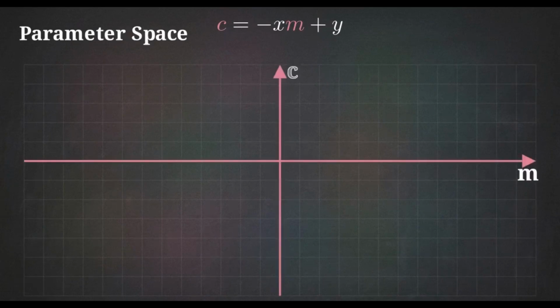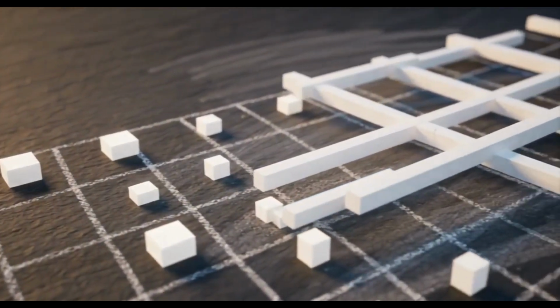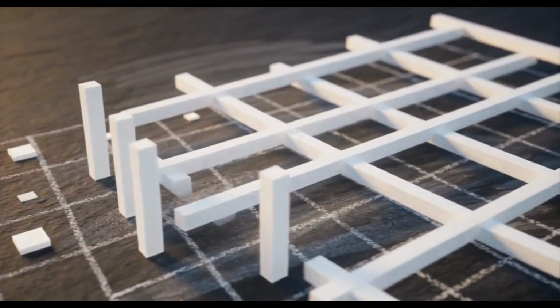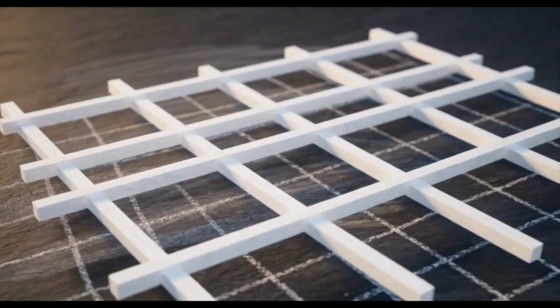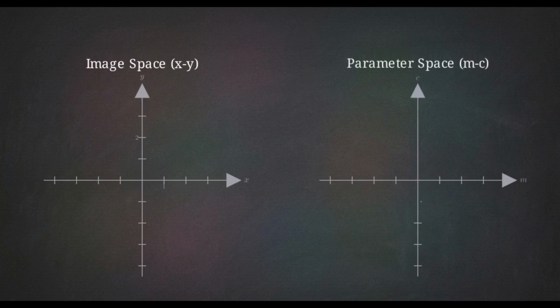This creates parameter space, a completely new coordinate system where the axes are m and c instead of x and y. This simple algebraic flip changes the definition of our data. What represents a static location in physical space becomes a continuous function in parameter space. Using a split-screen layout, we can set up a comparative model to translate data from physical image space on the left to abstract parameter space on the right.